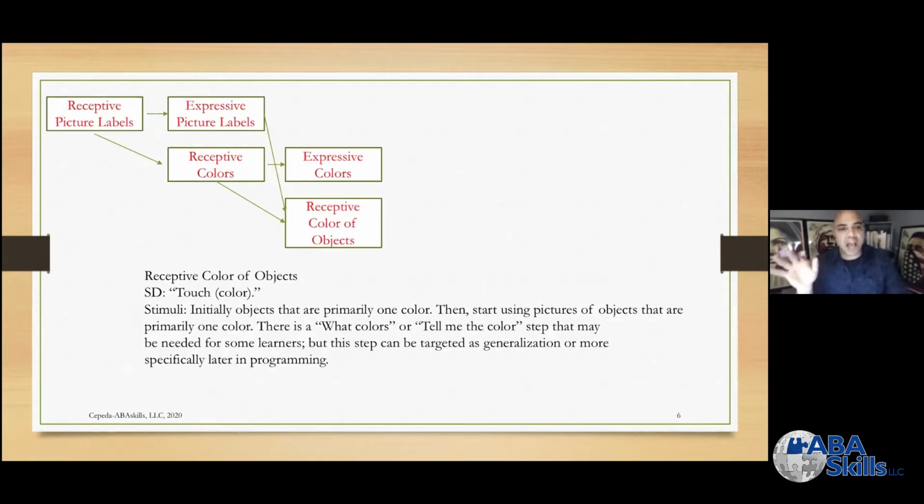So initially, your objects are primarily one color. Then start using pictures of objects that are primarily one color. And so, there is a step where you show a kid an object or a picture that is multiple colors, and you say, what colors? We're not going to talk about that, though. But it is something that you can do with some kids.